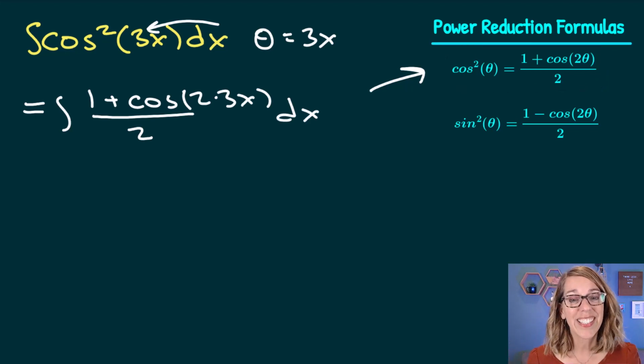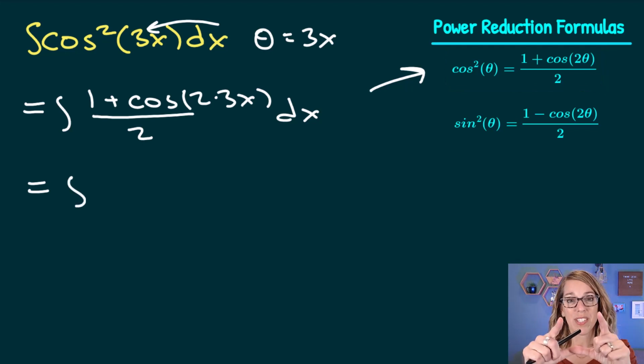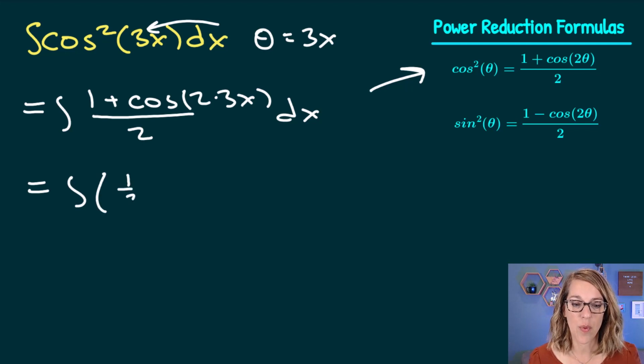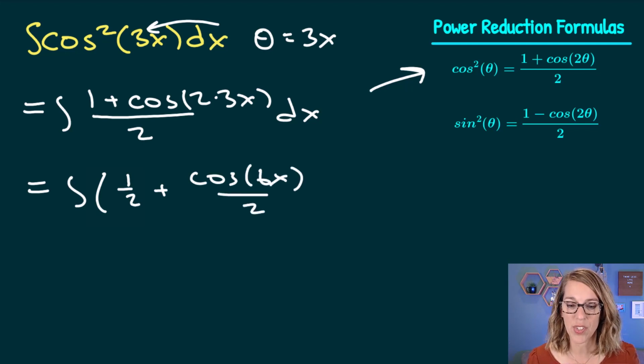I can start to clean this integrand up, so I'm ready to take the integral. I'm going to split this fraction into 2 fractions, both with that 2 in the denominator. So I've got a 1/2 plus, that second numerator is going to be cosine of 6x divided by 2, and this is all dx.